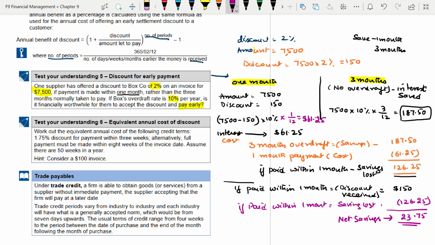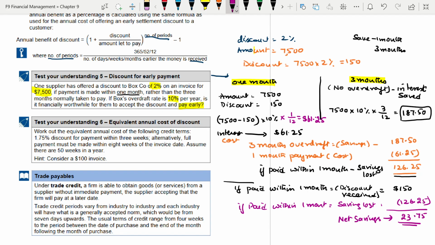See the thing, in a very short way, I will explain it in a quicker way. If you are going to pay within 3 months, you will not take the overdraft, you will save 187. If you pay within 1 month, there is an interest cost of 61.25. What is the net difference between the interest saved and interest paid? It is 126. If you pay within 1 month, you are losing, you are not gaining.